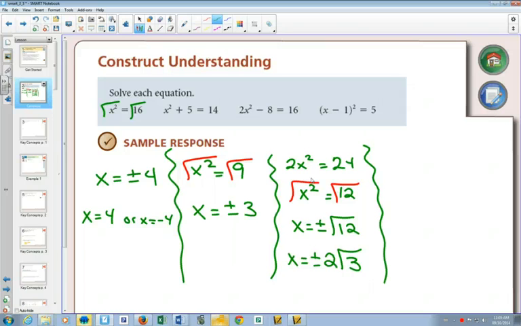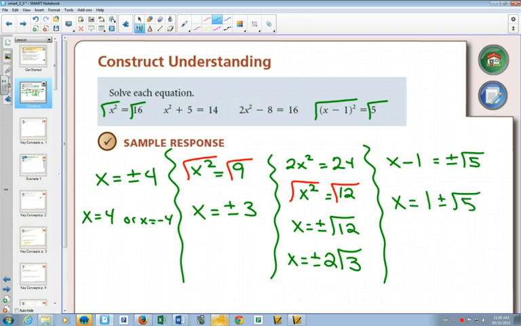And finally, when you have a binomial squared like we do in this one, we can do the same thing. We can square root both sides right at the beginning, because that'll get rid of the squared. Then we're going to get x minus 1 on the left equals plus or minus the square root of 5. And if I wanted to get x by itself, I'd have to add 1 to both sides. And we could get x is equal to 1 plus or minus square root of 5.